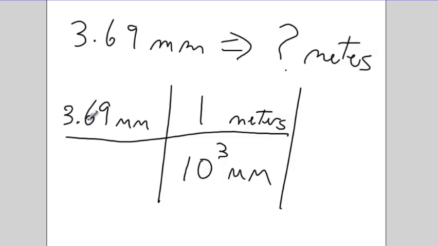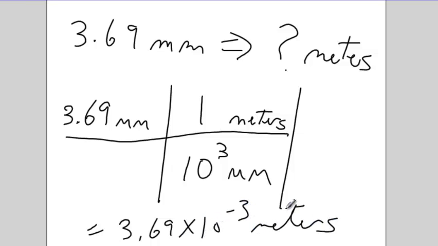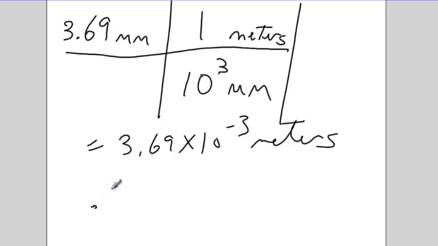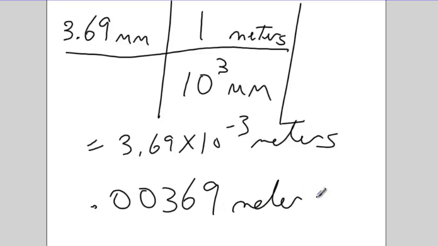So now I just do 3.69 divided by 1,000, which is 3.69 times 10 to the negative third meters, or, if you prefer, 0.00369 meters. Okay?